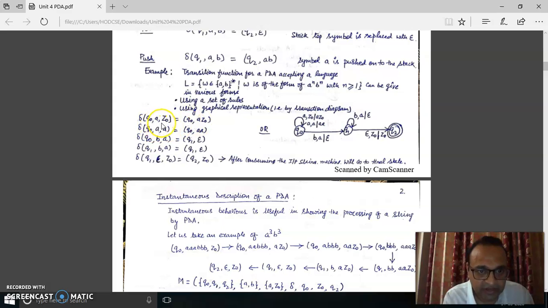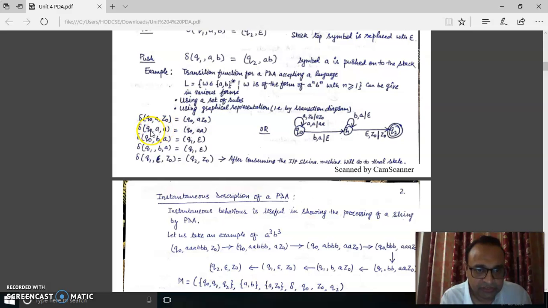See here, we do not have a transition where the machine is in state q0, the input symbol is B, and the stack top symbol is z0, because that cannot happen. We do not have to accept strings which start with B. So there is no transition when the stack top symbol is the stack initial symbol z0 and B is the input. We have only one transition: the machine is in state q0, A is the input symbol and z0 is the stack top symbol. At that time the machine remains in the same state and A is pushed onto the stack. Here this shows that A is pushed onto z0.